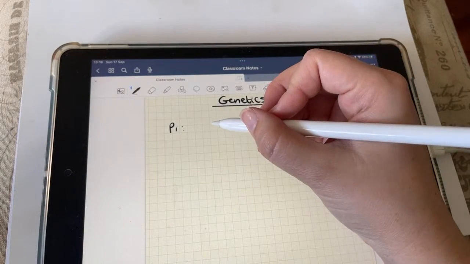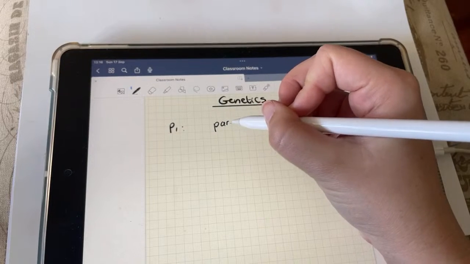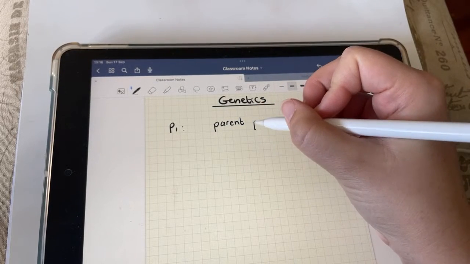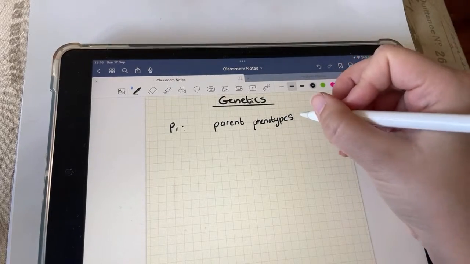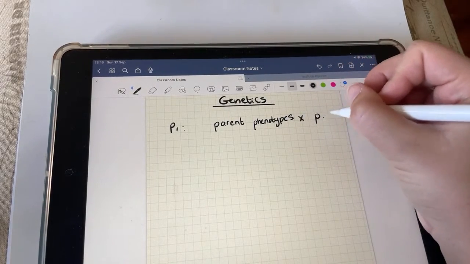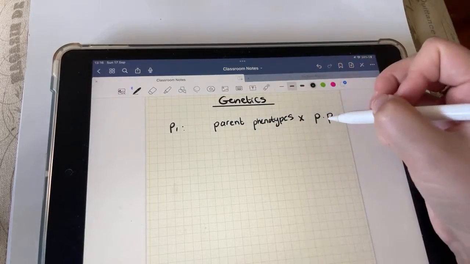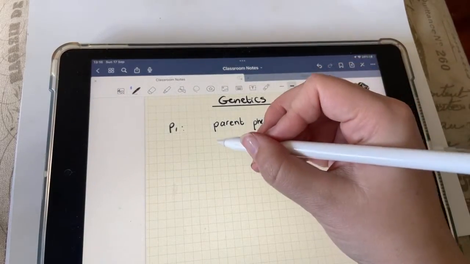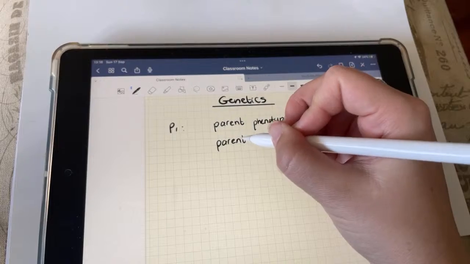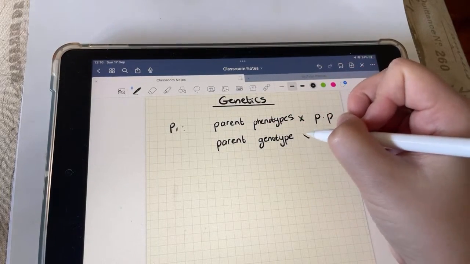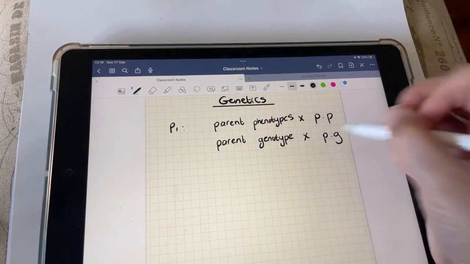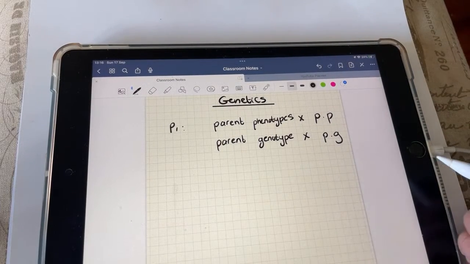You are always going to have to put the parent phenotypes first, times the other, and I'm just going to put here PP for parent phenotype. Below that, you're then going to put the parent genotype times, and I'm just going to put here PG as in the other parent genotype.